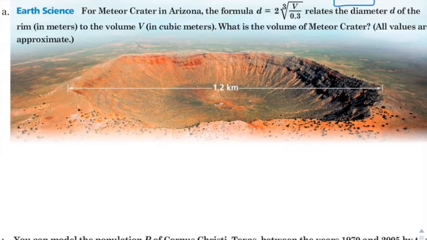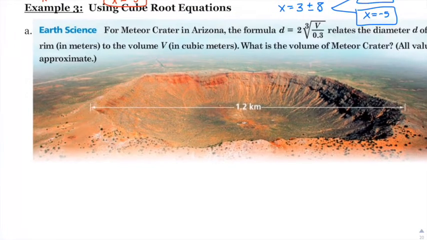All right, with this one here, they give us a meteor crater in Arizona. It uses this formula right here. It relates the diameter of the rim in meters and the volume in cubic meters. What is the volume of the meteor crater? All values are approximate here.